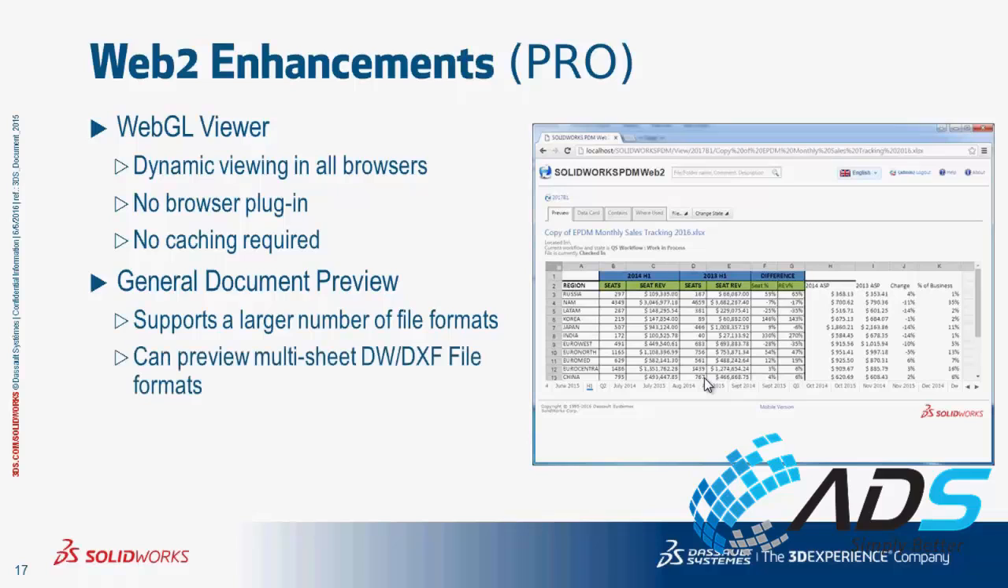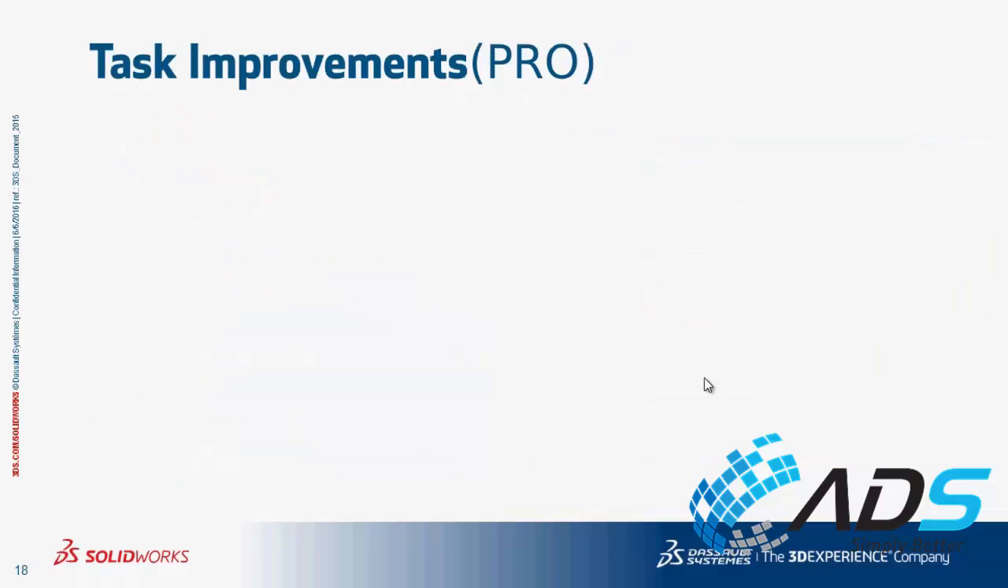There are some more file formats we're going to support, and we can preview multi-sheet DWG and DXF file formats. And another thing with Web 2, we're going to allow an option to restrict downloads for certain users and groups. So if you have certain users that you don't want to download the files, you can put them in there and they won't have the download rights.